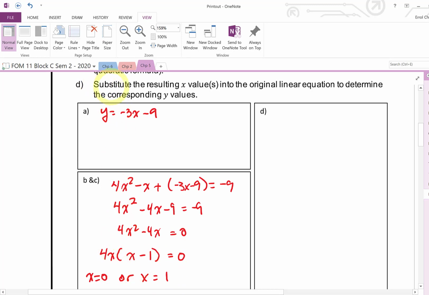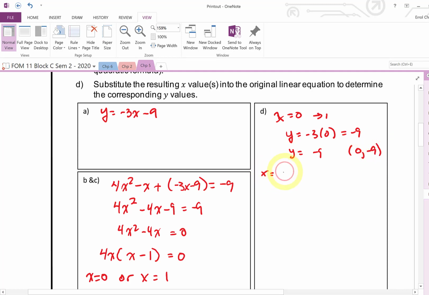Now what we have to do is we have to substitute the resulting x values. All right, so we always validate or verify our answers. And so going to test x equals 0. So is this true? I'm going to substitute it into equation number 1. So that becomes y equals negative 3 times 0 minus 9. So y is equal to negative 9. So one of our possible solutions is x equals 0, y is equal to negative 9.